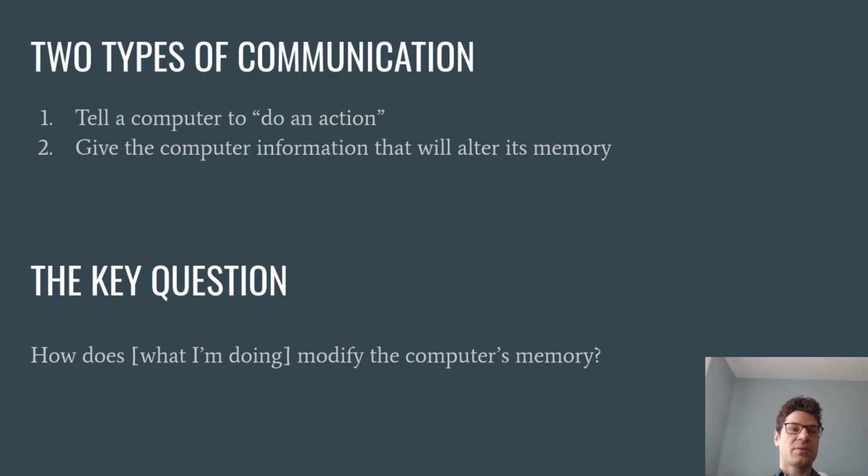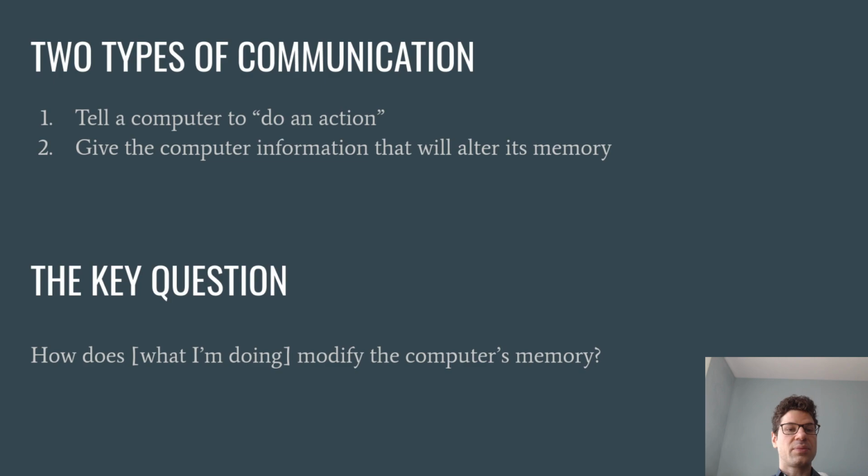There are two types of things that we can do when we communicate. Number one, we can tell a computer to do an action, such as display an image or play sound or communicate with another computer. But there's another aspect to communicating with a computer that is so much more important and so poorly understood. That's the aspect of coding that involves giving the computer information that will alter its memory.